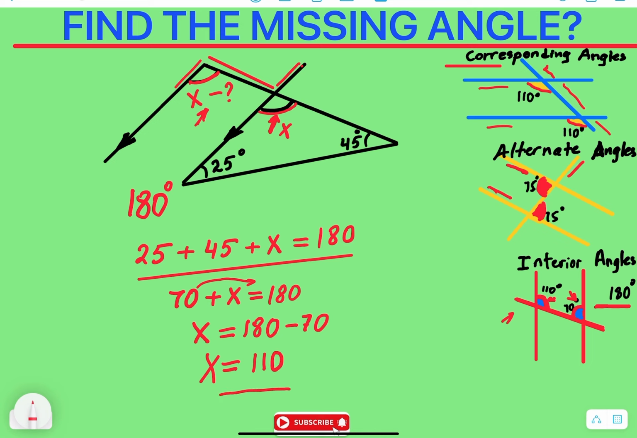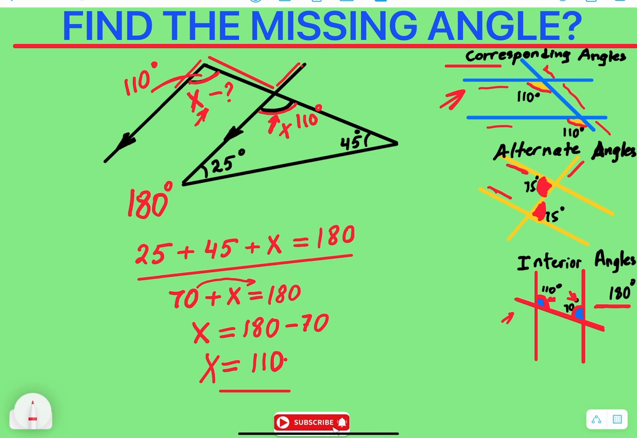So we found the value of x. This means this angle must be 110 degrees. Same as this missing angle we were looking for. This angle is also 110 degrees. So we used the corresponding angles rule of parallel lines, and we found the missing angle.